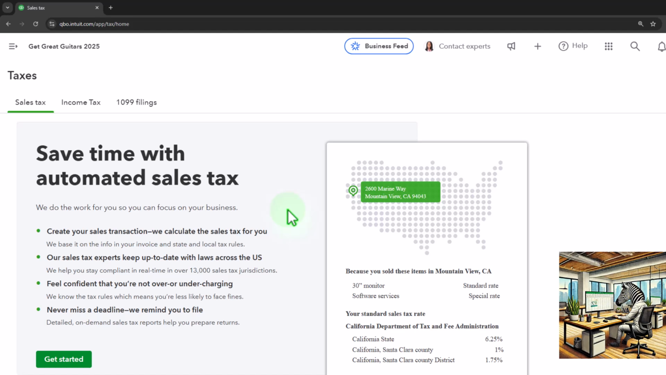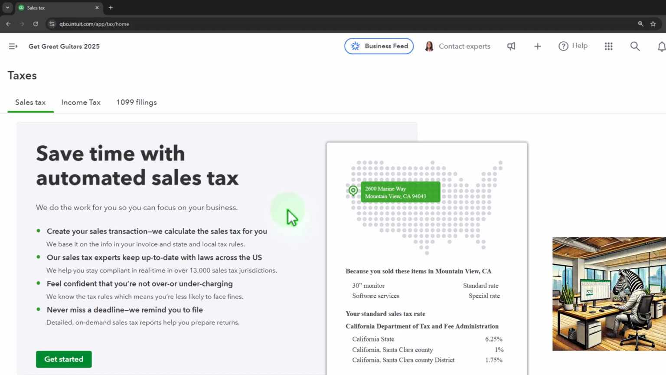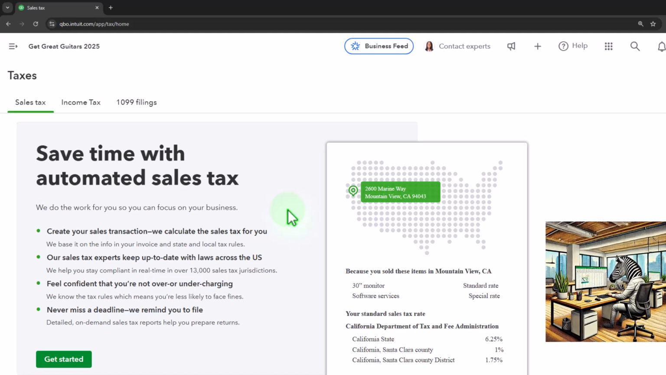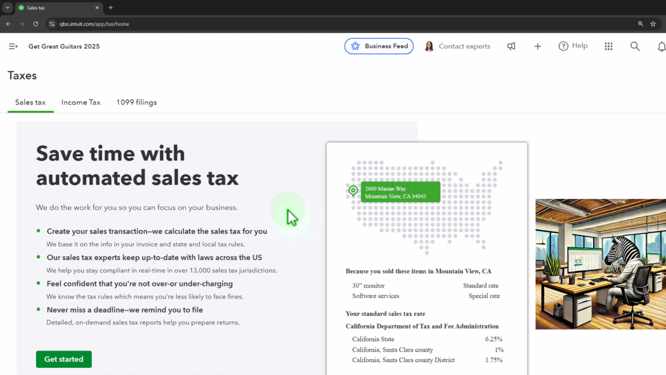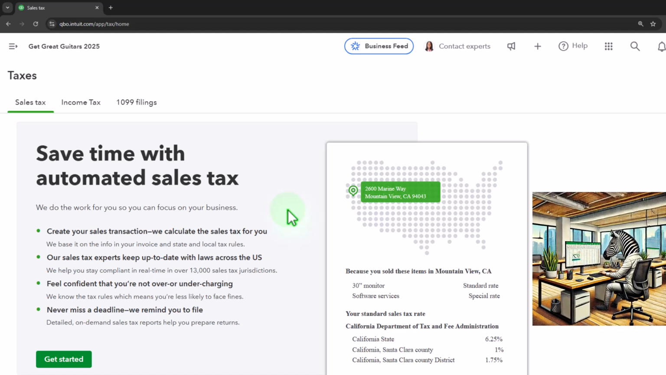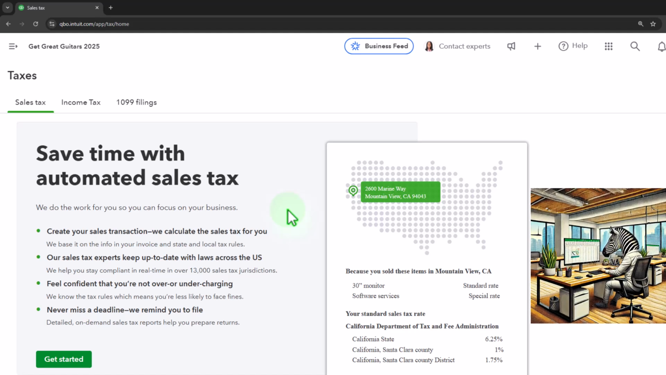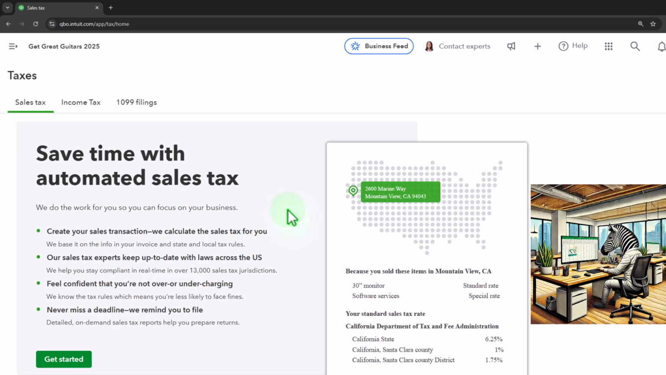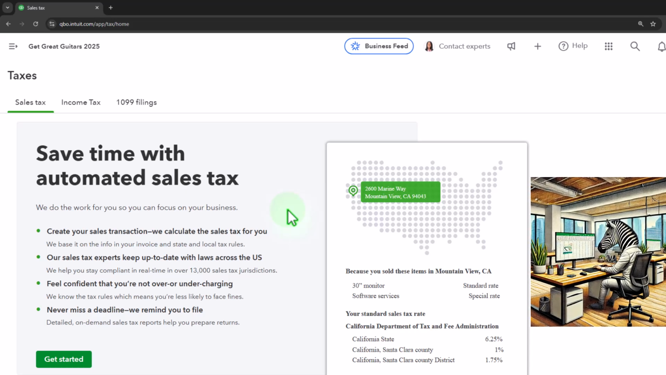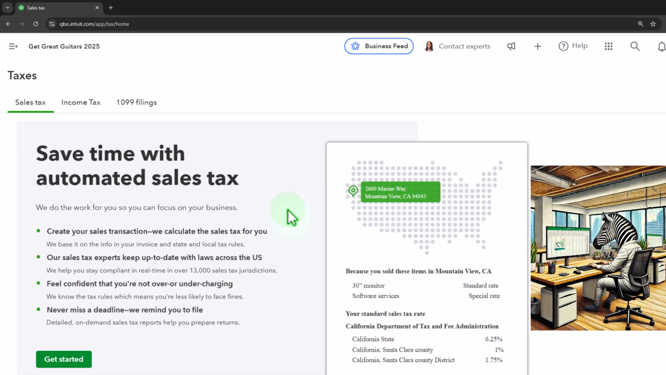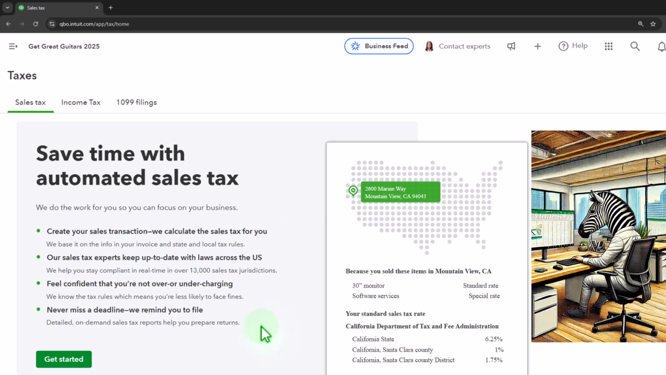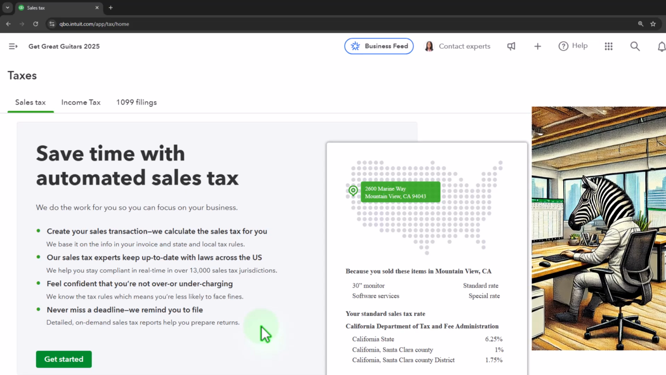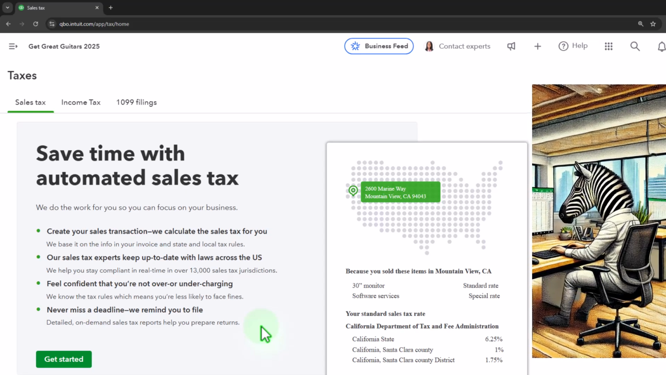So create your sales transaction. We calculate the sales tax for you. We base it on the info in your invoice and state and local tax rules. Our sales tax experts keep up to date with laws across the U.S. That's actually really nice, because that can help us a lot as we try to figure out what we're doing here. Feel confident that you're not over or undercharging. That's good. I don't want to pay the mobster more than the mobster will take without hitting me over the head. Never miss a deadline.